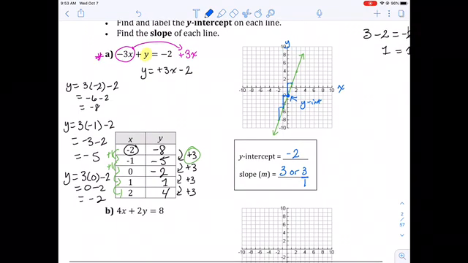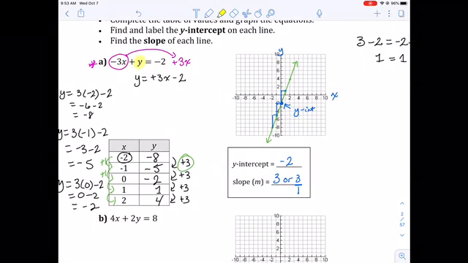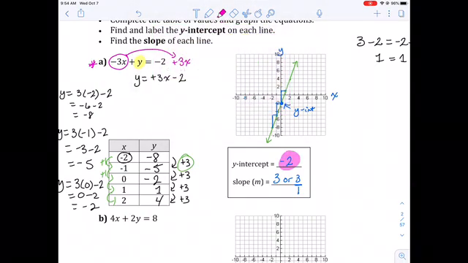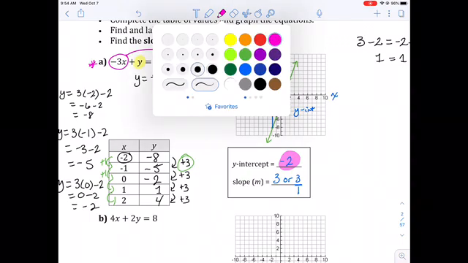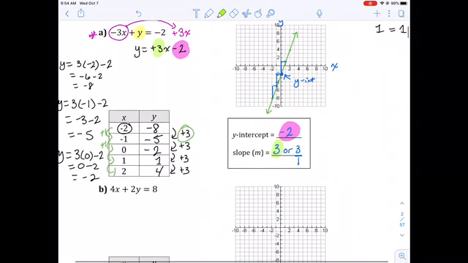Okay? So if I look at the equation here, right away I can see my y-intercept was negative 2. And look at the equation. There's a negative 2 constant, right? There's no variable there. And I know my slope here is 3. And look at our 3 in front of our x. So it looks like there might be a connection there. Let's try one more question. We'll see if we're right.